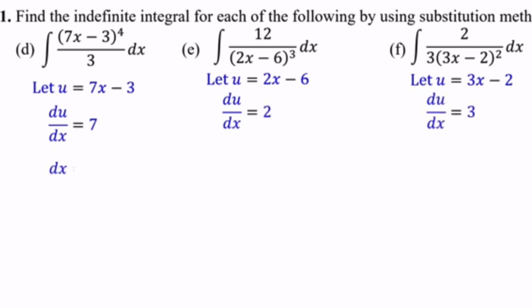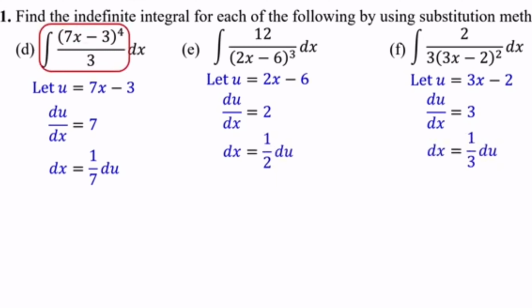So after we differentiate, we will write dx in terms of du. So dx is 1 over 7 du. For E, 1 over 2 du, and for F it is 1 over 3 du. All right. So now we need to substitute into the question. That is so-called integration by substitution. So we substitute the u, and we substitute the dx in terms of the du.